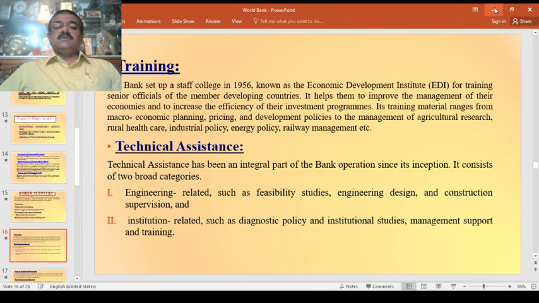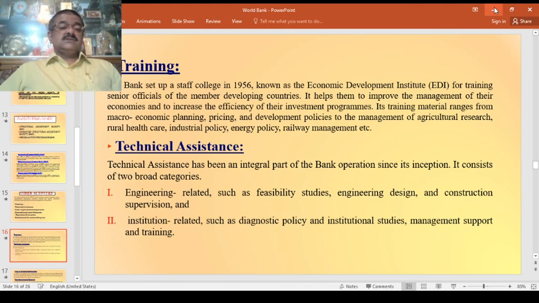So this Economic Development Institute is going to train their staff so that they can improve the management of their economies and increase the efficiency of their investment programs. Its training material ranges from macroeconomic planning, pricing and development policy to the management of agriculture research, rural health care, industrial policy, energy policy, railway management, etc. So these are the areas covered under the training. Because of training, the employees can work efficiently and their efficiency will be enhanced.